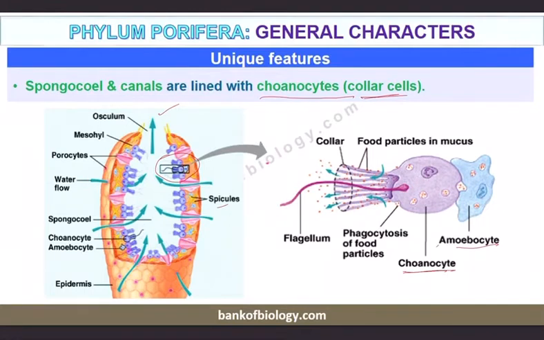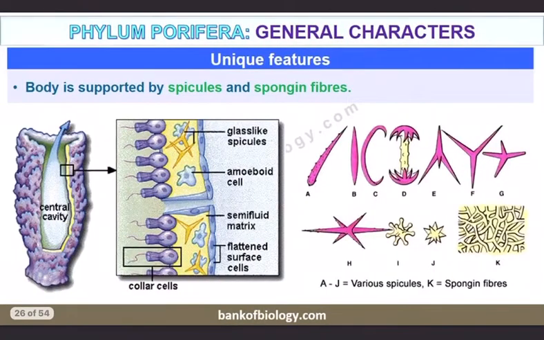And when we take this out, you can see the larger one, amoebocyte. Then these are choanocytes or collar cells. So we are expanding this region, and when we expand it, we can see the presence of choanocytes. So choanocytes are the characteristic feature of phylum PORIFERA.